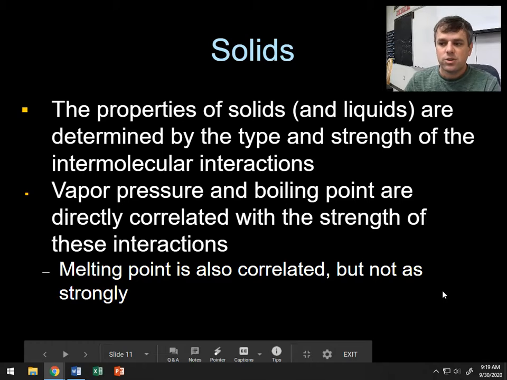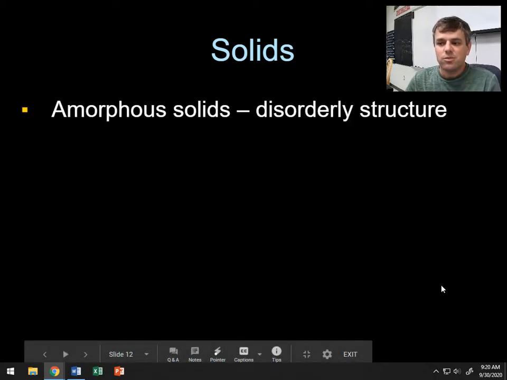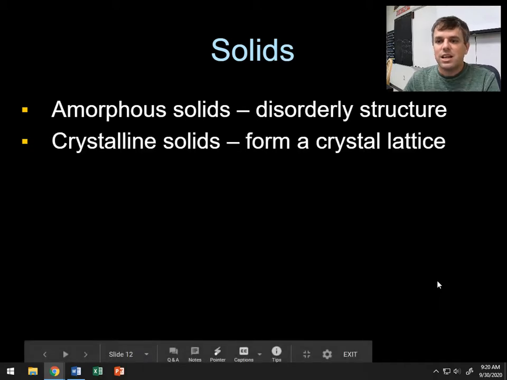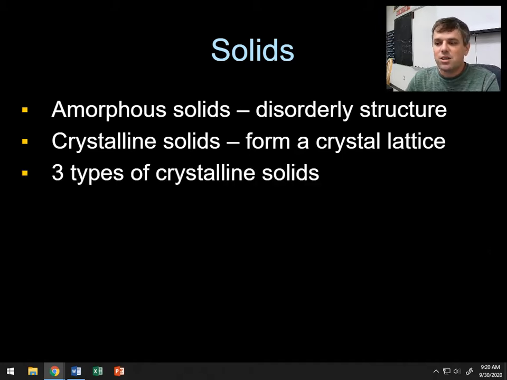Right? So there are several different types of solids. There are amorphous solids, which have a disorderly structure. Glass is an example of this. For those of you who are geology nuts, obsidian, which is volcanic glass, is an example of this. And then there are what are called crystalline solids, which have a crystal lattice structure associated with them. And there are three different types of crystalline solids, as we will see.